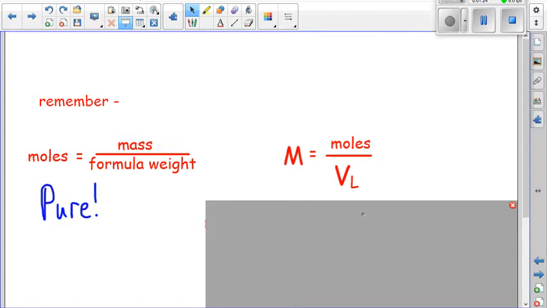Yes, ma'am? Do we have any pure gases? Oh, yeah, we do have pure gases, and that involves a third equation. And we'll talk about that towards the end of stoich. That's actually one of the easiest parts of this unit, so I leave it towards the end.